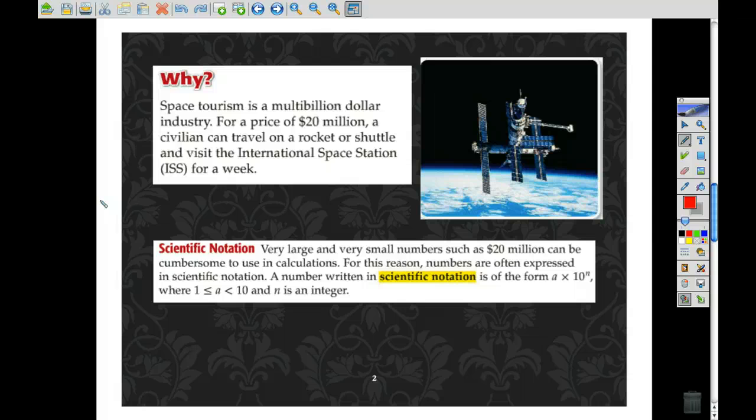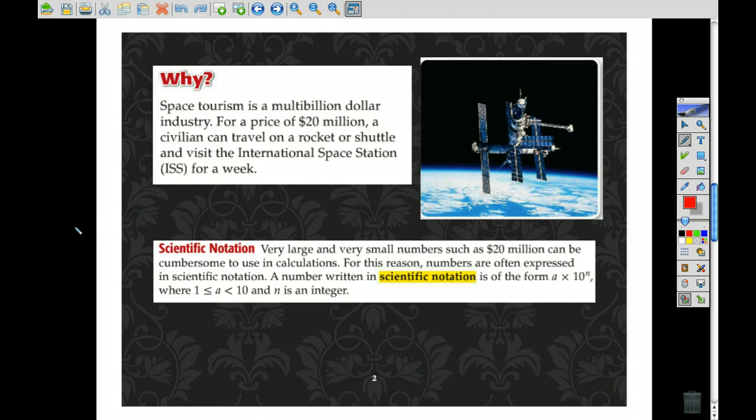Space tourism is a multi-billion-dollar industry. For a price of $20 million, a civilian can travel on a rocket or shuttle and visit the International Space Station for a week. Okay. So scientific notation is used when you're talking about very, very large numbers or very, very small numbers, such as $20 million, which can be cumbersome to use in calculations. For this reason, numbers are often expressed in scientific notation.